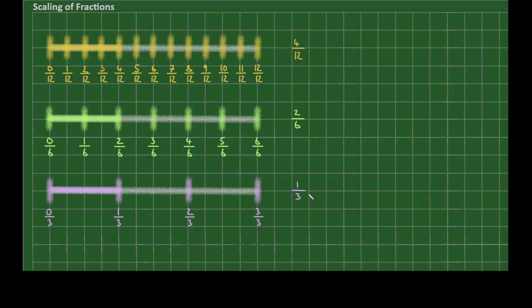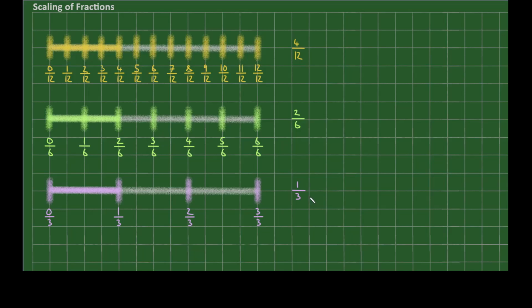What if I want to express this 1/3 in terms of 12ths? Already we can see that 1/3 is the same as 4 12ths. But how do I show this conversion in a mathematical fashion? In order to answer that, I need to ask myself, by what number do I need to multiply 3 to get to 12? Because I want to convert a third into 12ths. Well, the answer is 4.